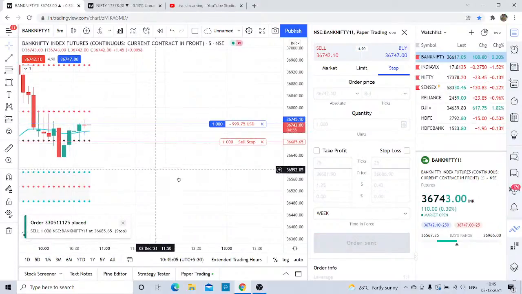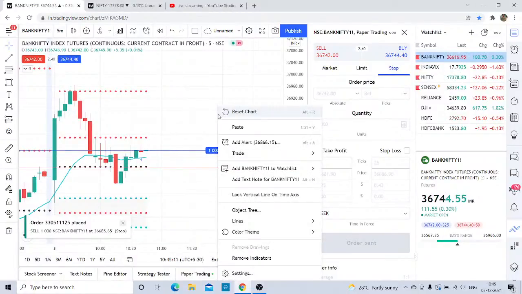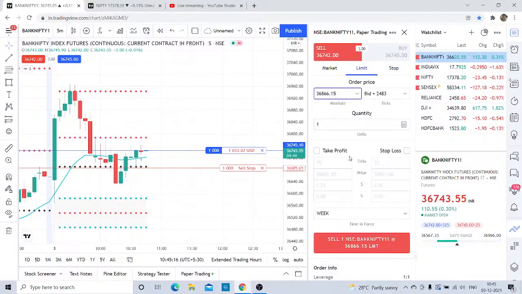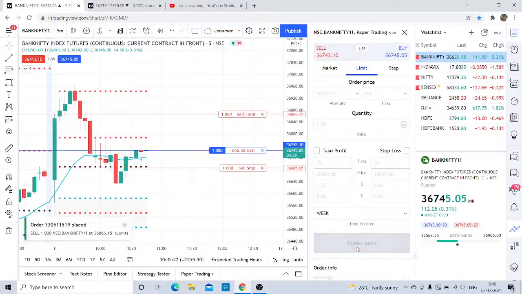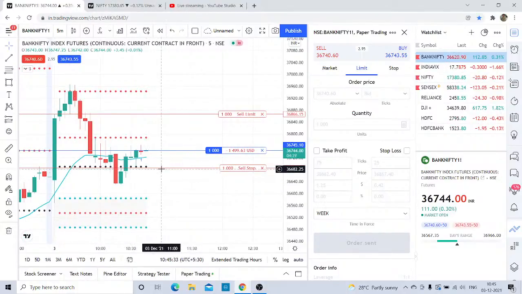My target would be this candle's high. Whichever comes first. The high of the first candle is my target, and previous day low below that is my stop loss. This candle is my entry. At the close of this candle I took the entry.